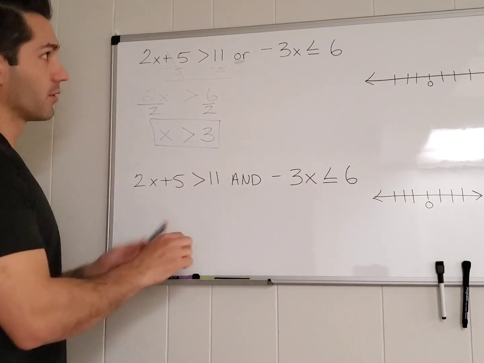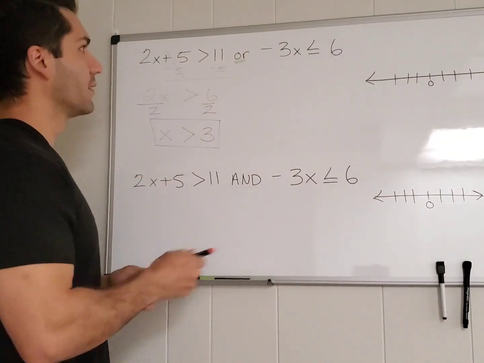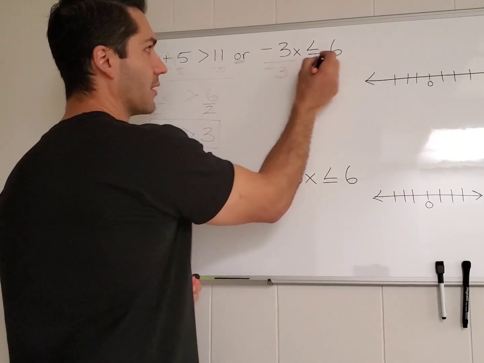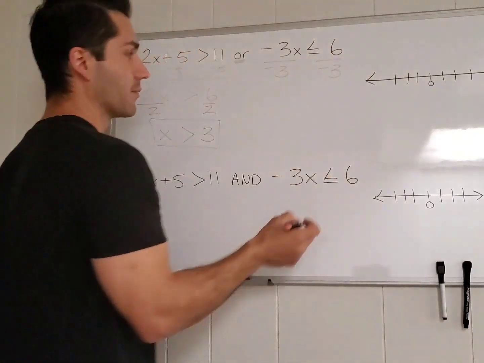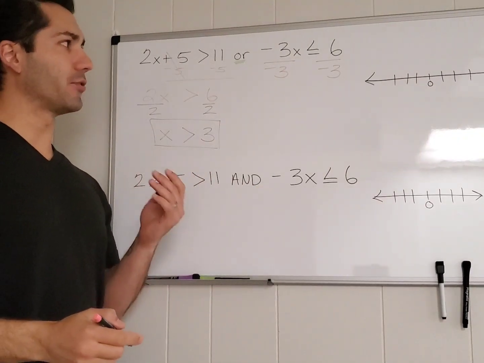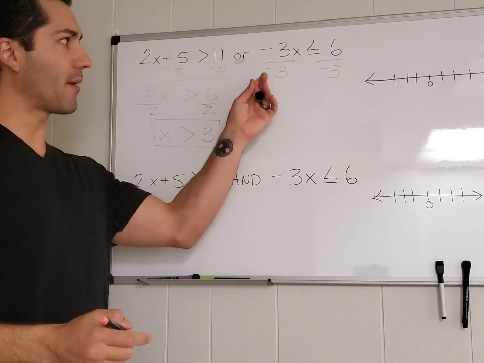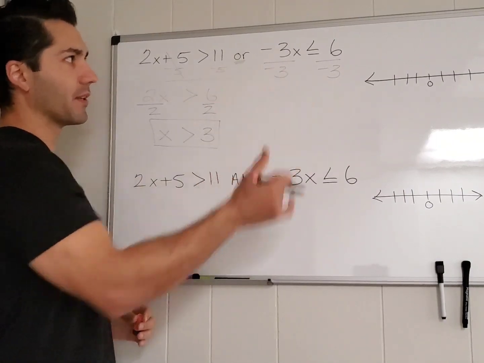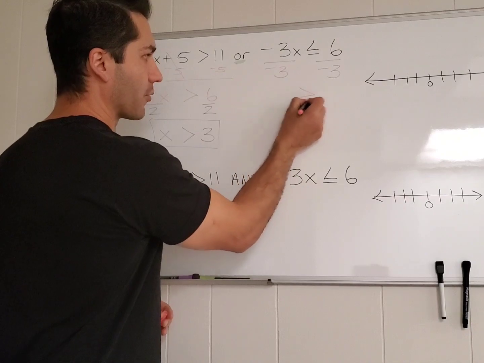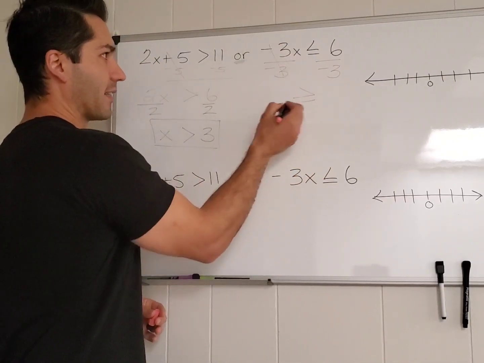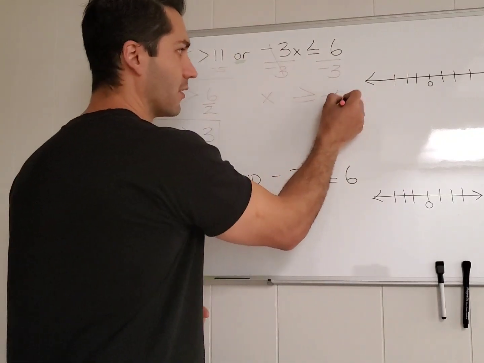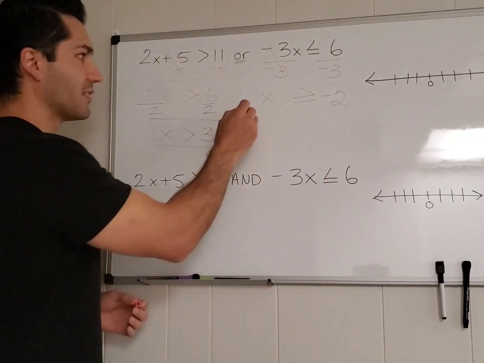Now remember though, there's still this side. To get x by itself here, I'm going to divide by -3. Divide by -3. The whole chapter, I told you guys the main rule that you have to know is when you divide or multiply by a negative, we flip the sign. So I'm going to flip this sign and it becomes greater than or equal to. That cancels out. 6 divided by -3 is -2. Then I have this answer.